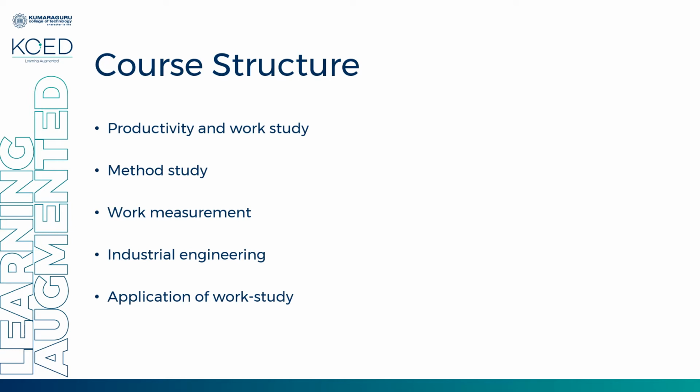So what is the course structure or syllabus? The syllabus is divided into 5 units. The first one talks about productivity and work study, where we're going to see what production is, what productivity is, the difference between production and productivity, what work study is, why it is important, and what the various techniques for work study are.